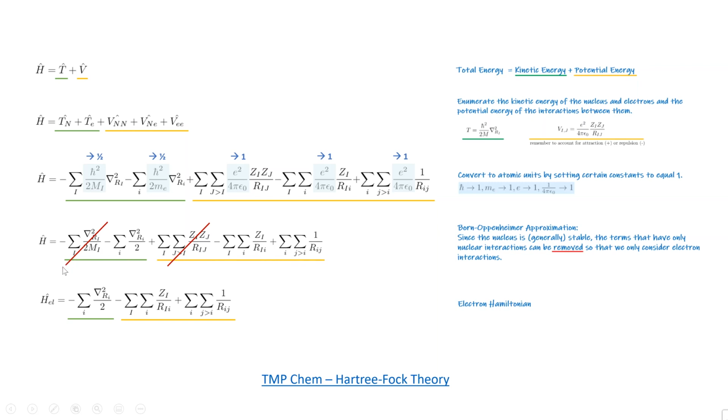So we remove the kinetic energy of the nucleons and the interaction between nucleons. And we're left with this 3-term equation. I think that's not so bad. And that's what we call the electron Hamiltonian, or the Fermionic Hamiltonian. But it's electron because it removes the nucleons.